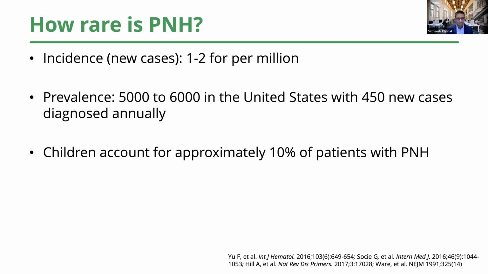Now, the incidence, or how many new cases we see in patients with PNH, is in general about 1 to 2 patients diagnosed per million individuals worldwide. The prevalence in the United States is about 5,000 to 6,000, and every year close to 500 new cases get diagnosed annually. Now, it's important to remember that many of these data are from registries, such as the International PNH Registry, so there are some limitations to these data. Of these patient groups, the most common age group presenting with PNH is between 30 and 59 years of age. A quarter of the patients who get diagnosed are less than 30 years of age.